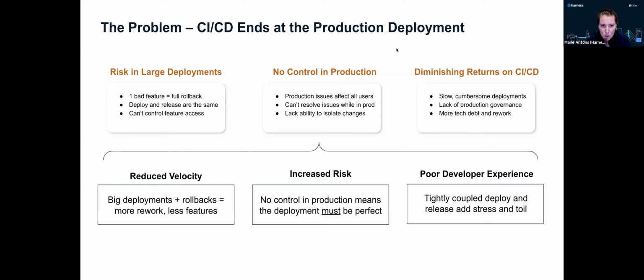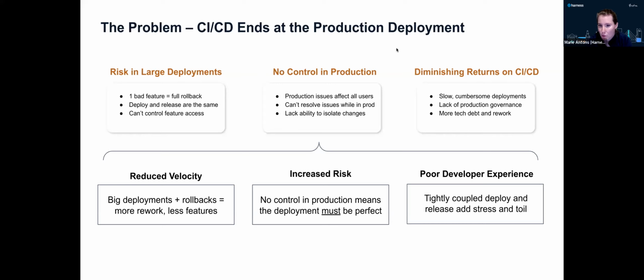There's a problem with no control in production. Production issues affect all users. You might not think it's a big deal if it's a small bug, but it could be in reality. Increasing risk, because this will actually make your customers or users less trusting in your product.